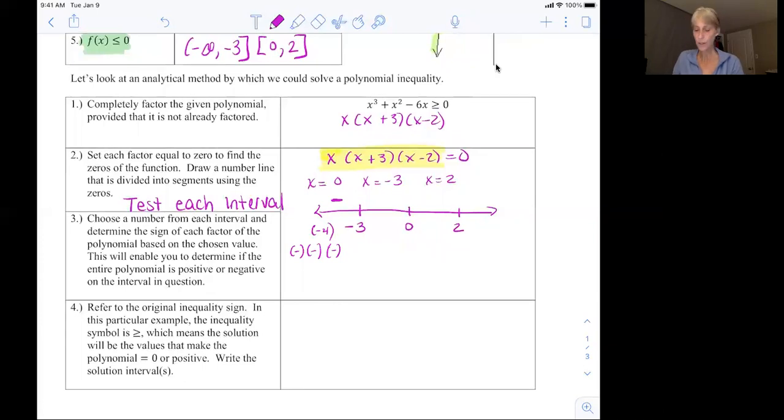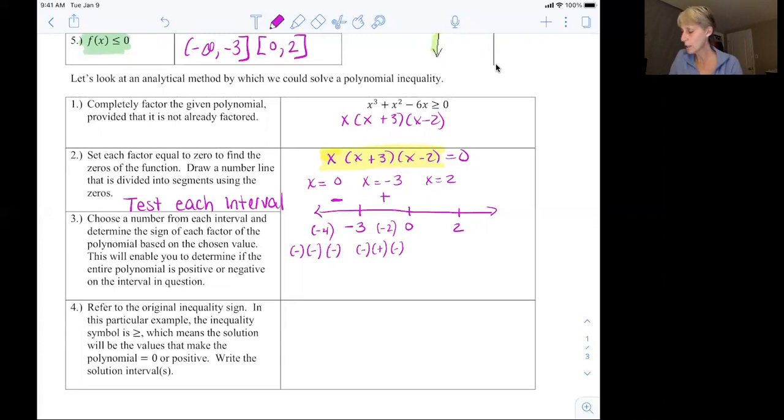Numbers between -3 and 0. So I'll take -2. Again, we're plugging into the factored form. -2 plus 3 is positive. -2 minus 2 is negative. A negative times a positive times a negative will give me a positive interval.